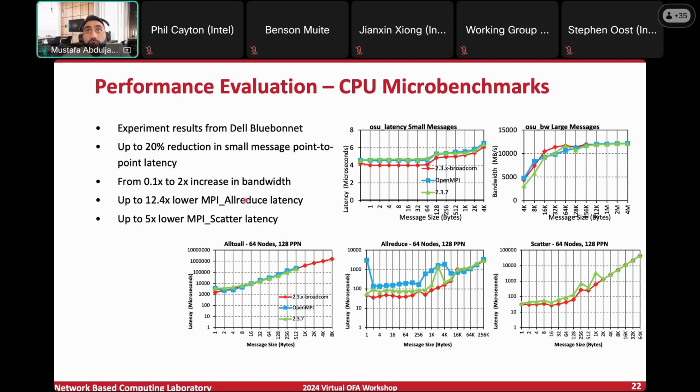And for OREDUCE, we get up to 12.4x lower latency compared to the baselines here, which are OpenMPI and MVAPICH. When I say 12.4x lower latency, I mean the comparison relative to the lowest baseline here, but the differences could not be as dramatic for other baselines. And also for the scatter, we're getting up to 5x lower latency, and we're not causing any degradation for the most part.